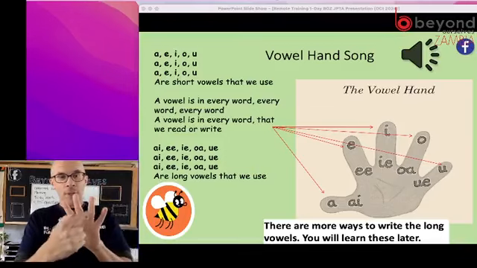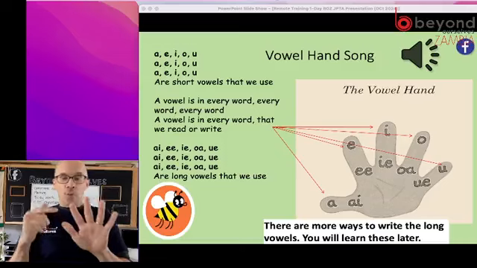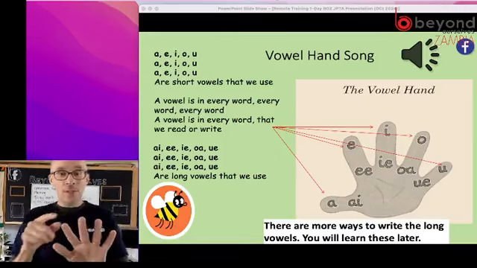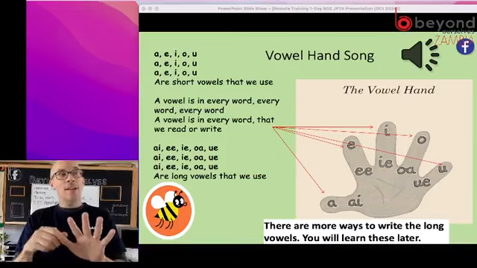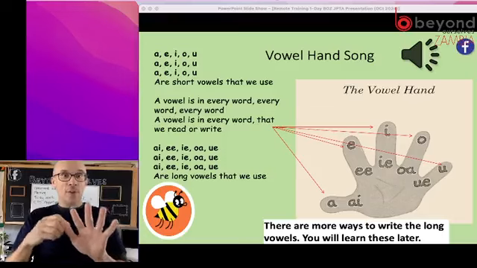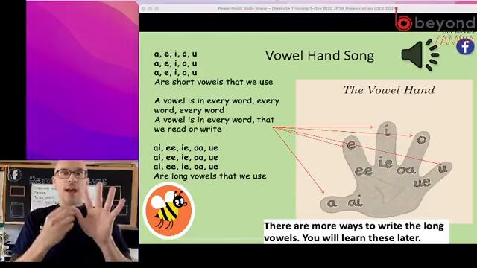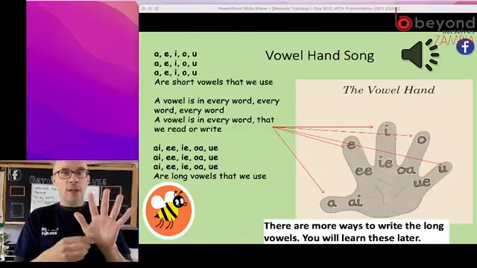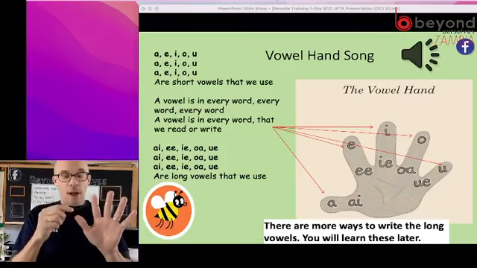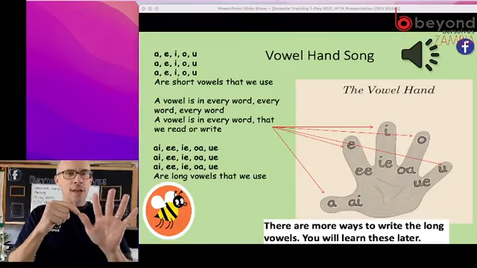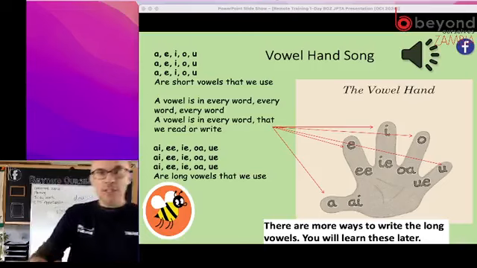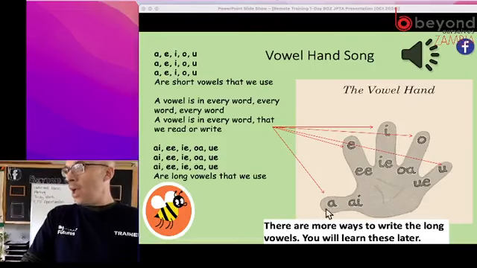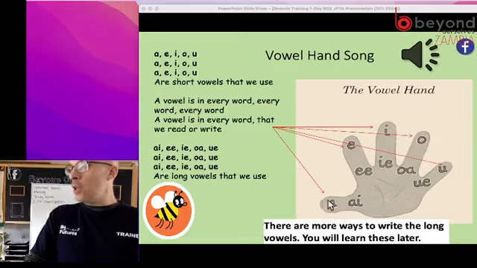What's also really interesting about the long vowel sounds is that they're the same as the letter names. So we've got letter A, but that's the A long vowel sound. And that's the long vowel sound for A. Look on the hand here, A is the short vowel sound, but when you say its name, A, that's when you get the long vowel sound.